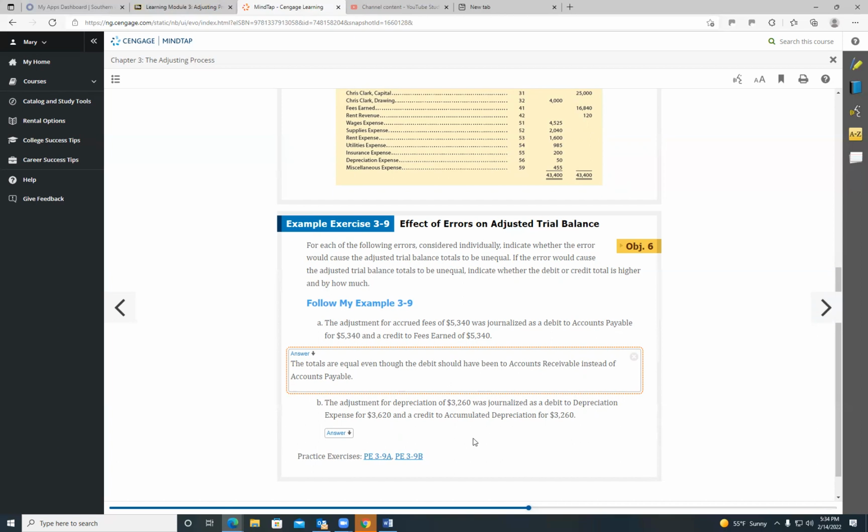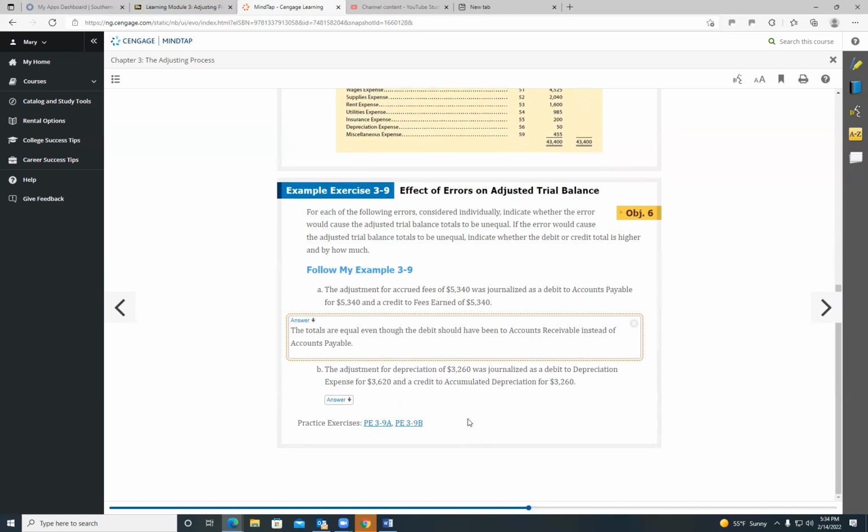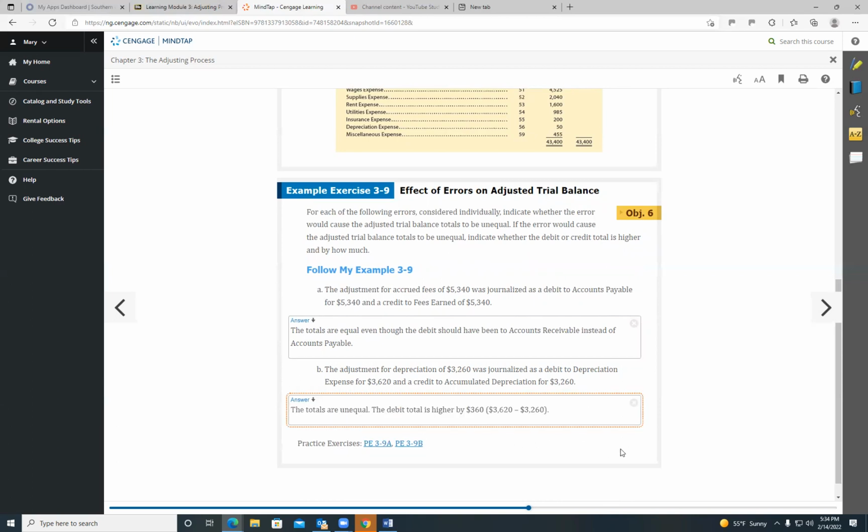All right, now the adjustment for depreciation of $3,260 was journalized as a debit to depreciation expense for $3,620 and a credit to accumulated depreciation for $3,260. So no, they're not equal. And in this situation, the debit side would be higher than the credit side, and it would be a difference of $360.